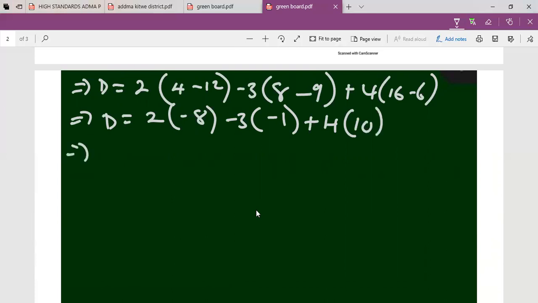So this will imply that our determinant is equal to 2 by -8 is -16. -3 by -1 is +3, plus 40. And our answer here, -16 plus 3 is -13. -13 plus 40 is 27. So we have got 27. That is our general determinant. So from there, we can find determinant with respect to x.